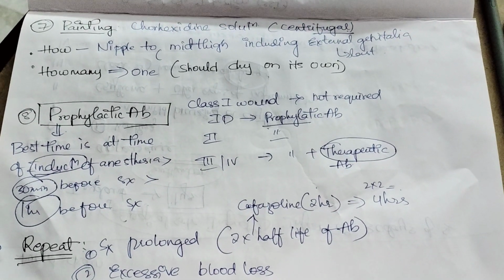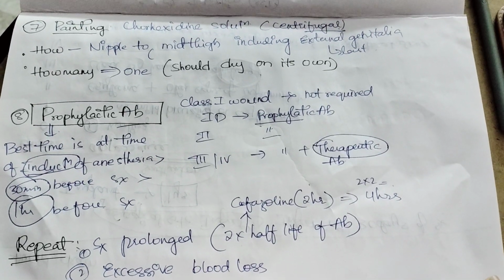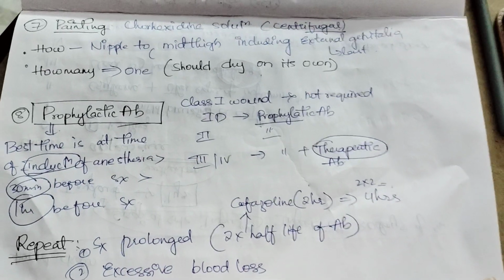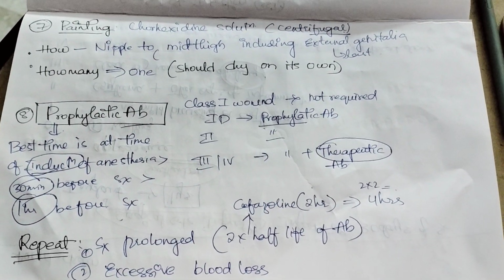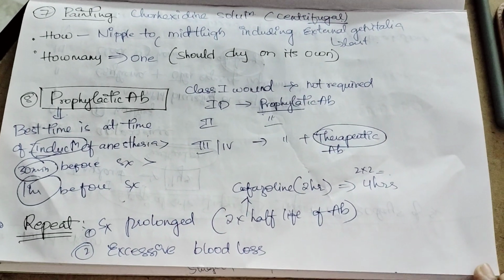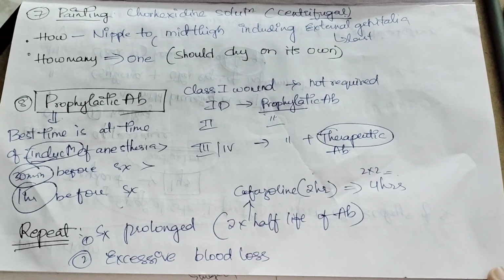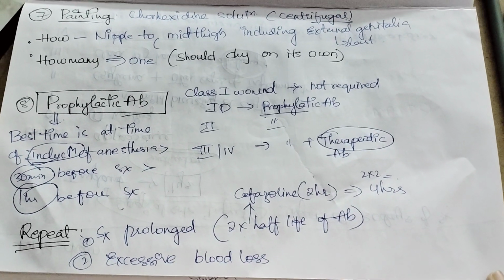If it is a clean wound with implant, that is class 1D, or a clean contaminated wound, class 2, prophylactic antibiotics are needed. If it is a contaminated or dirty wound, prophylactic antibiotics plus therapeutic antibiotics should be given. Repeat the prophylactic antibiotics if surgery is prolonged, that is, twice the half-life of the antibiotic.